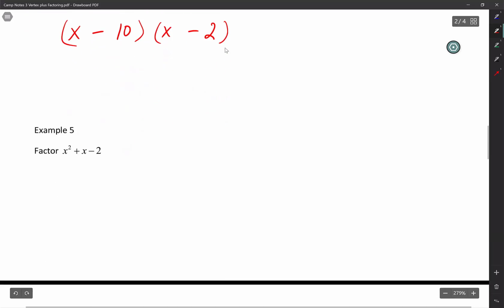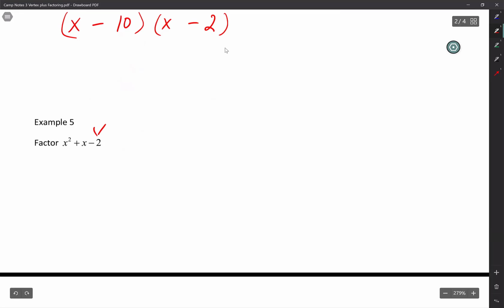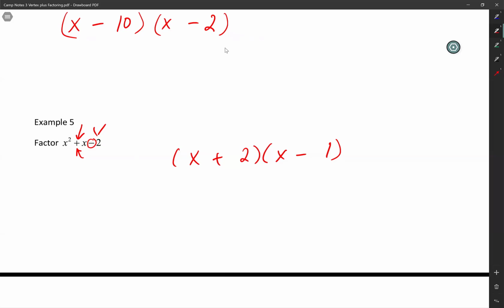So let's look at this one here. Two numbers that multiply to give you negative 2. Notice it's a negative, so you're going to have different signs, one positive, one negative, and then they have to add up to an x. Okay, so here we go. x plus, x minus, and the only numbers that multiply to give you 2 are 2 and 1, and I make the 2 positive because I have to add up to a positive 1. So when I FOIL this out, it adds up to a positive 1. I hope that helps.